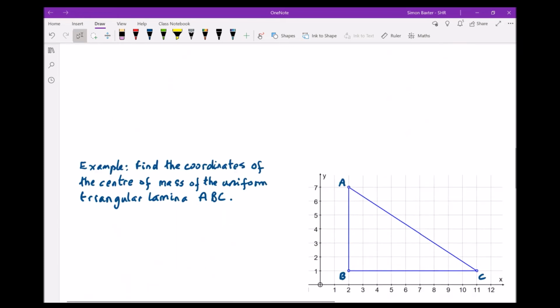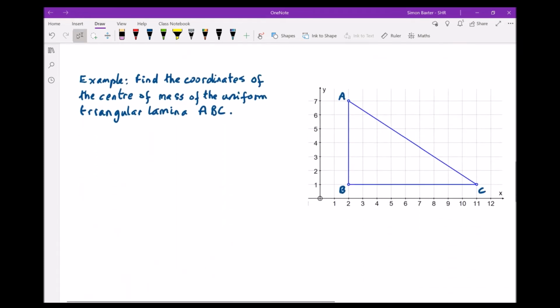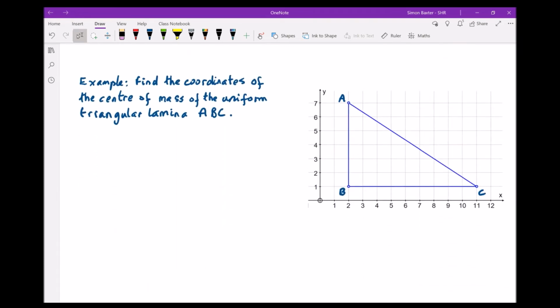Okay, let's do a couple of simple examples. Find the coordinates of the center of mass of the uniform triangular lamina ABC. Well, let's sort out what we're going to do to find a solution. We know that the center of mass lies on a median and it's 1/3 of the way up.